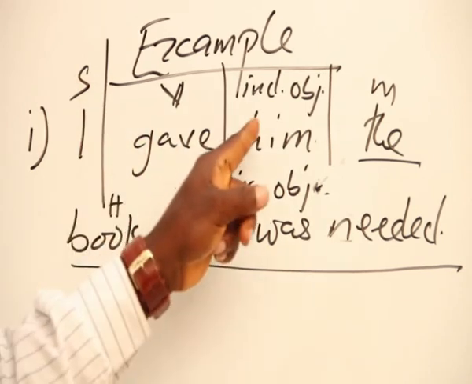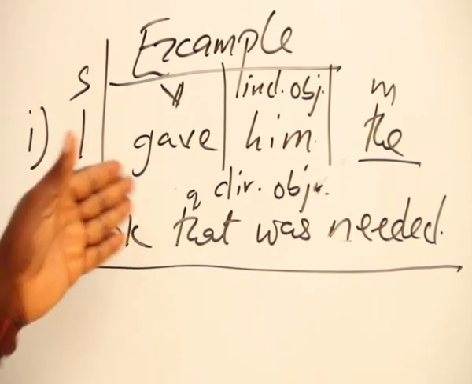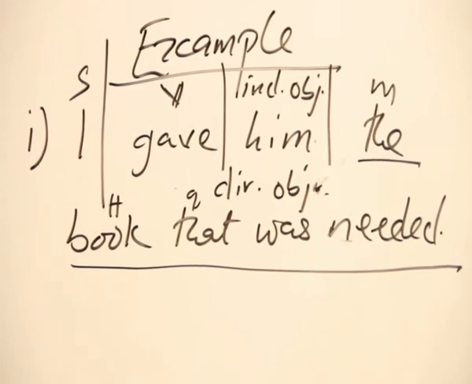We have an indirect object, him. That is the point. So you need only to specify that it's functioning as the indirect object of the verb you gave to be specific.